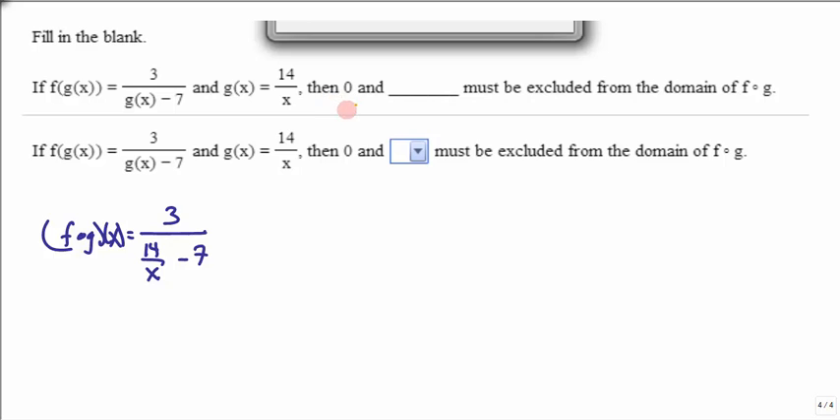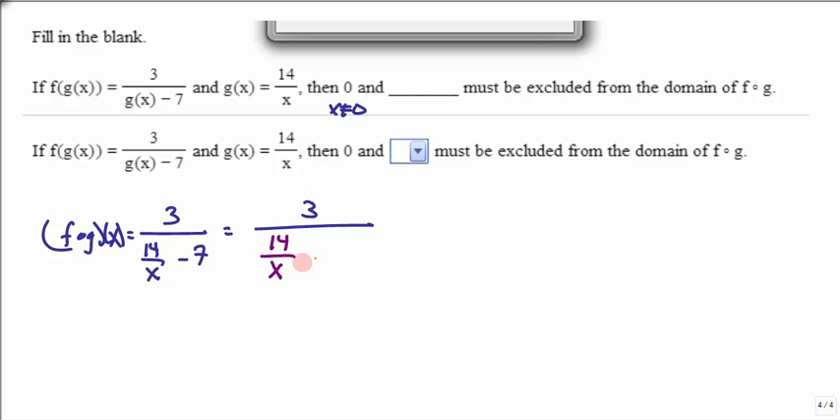Okay, then it says 0 and what number should be excluded. Well, the 0 is the easy part right here because this comes from the fact that x cannot equal 0 because of this denominator.